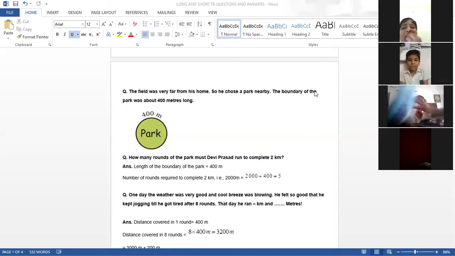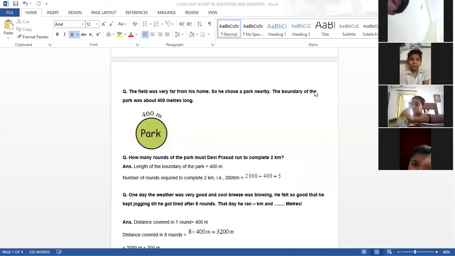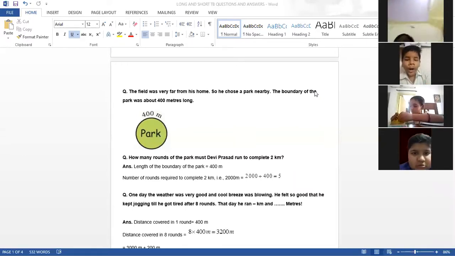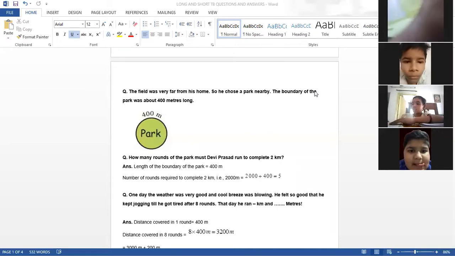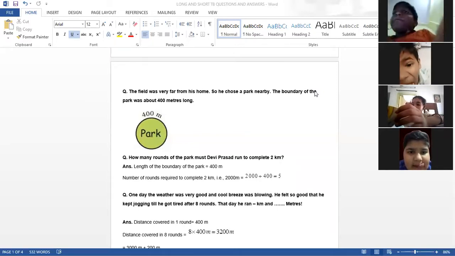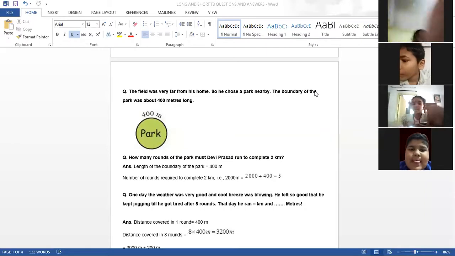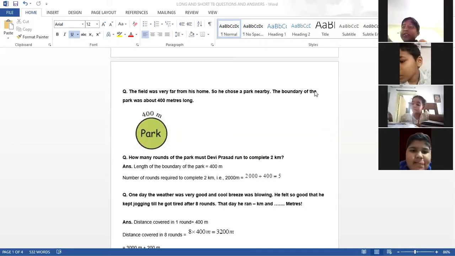See, there is a circular park. The total boundary of the park, the total perimeter, the circumference, is 400 meters. The earlier square field is far from his home, so he has chosen a park which is nearby to his home. The boundary of the park is 400 meters. This is one more park where he can go for running or walking or jogging.